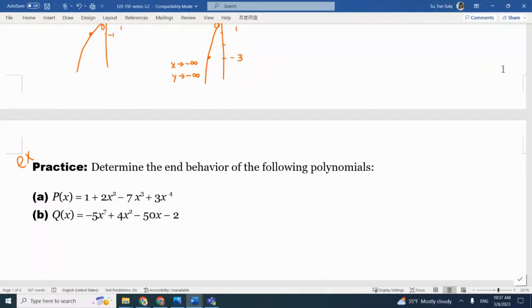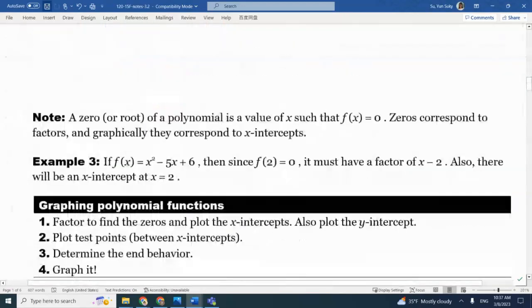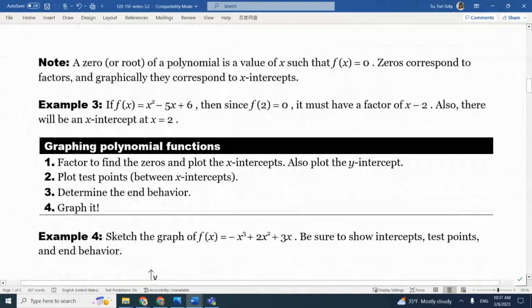We look at the highest power. Which term is the highest power? 3x to the 4. So look at this one and ignore the rest. And here, what's the highest term? 5x to the 7, right? So this is the leading term, ignore the rest. So the order might not be from the highest power to the lowest power. We just focus on the highest power. Okay, yeah, good. Okay, keep going. Notes?